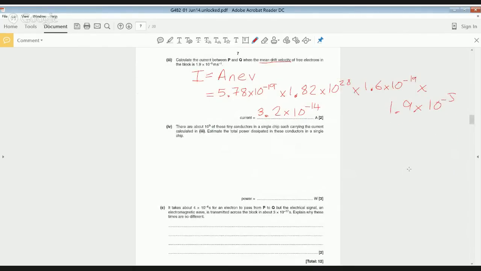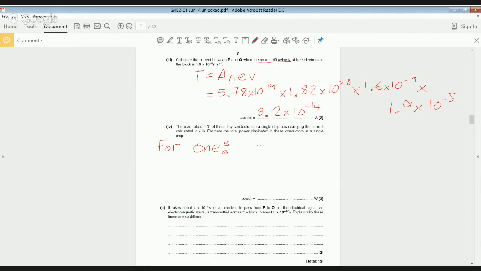And part 4, there are about 10 to the power of 9 of these tiny conductors in a single chip, each carrying the current calculated in part 3. Estimate the total power dissipated in these conductors in a single chip. So let's first of all work out what the power dissipated is in one of these tiny conductors.